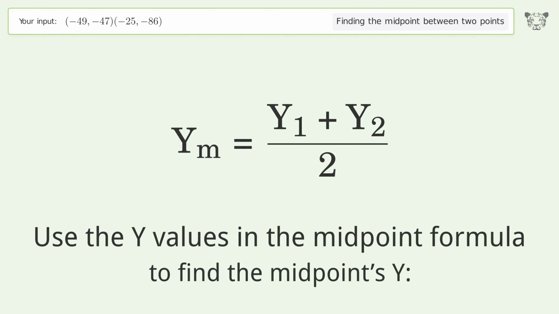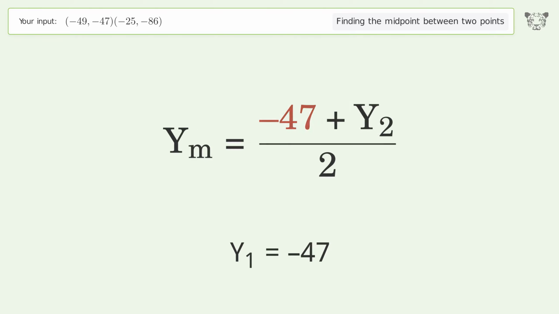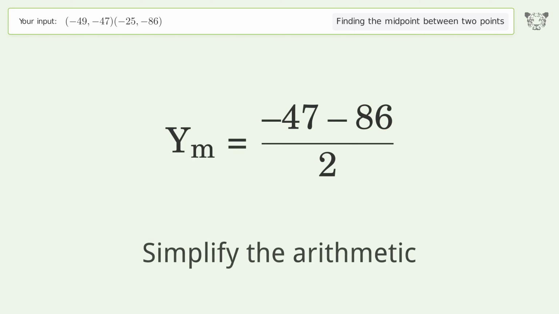Use the y values in the midpoint formula to find the midpoint's y. y1 equals -47. y2 equals -86. Simplify the arithmetic.